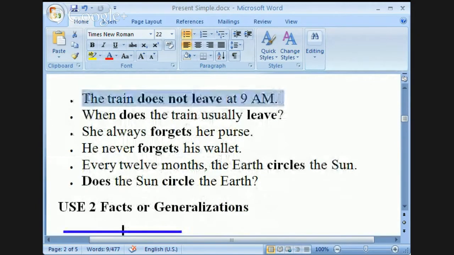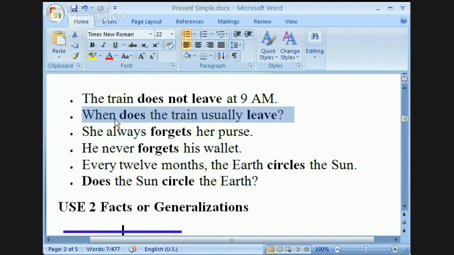Great. Negatively, the train does not leave at 9 a.m. Fine. Okay, or doesn't leave. Notice, when does the train usually leave? Here we have a question form with an interrogative, big fat word, but it just means those W words like who, what, where, when, why. That's called an interrogative, but okay. When precedes the main verb here. When does the train usually leave?